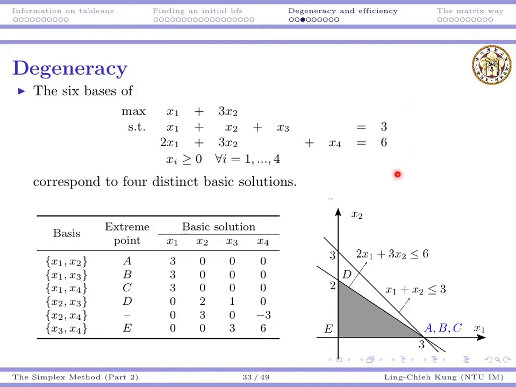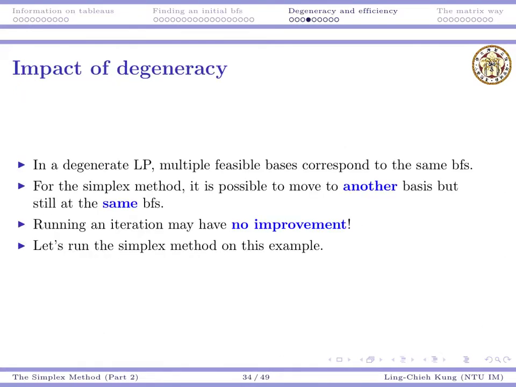This is a degenerate linear program, and now we're going to give you some idea about the impact of degeneracy on efficiency. In a degenerate linear program, multiple feasible bases correspond to the same basic feasible solution. When we run the simplex method, it's possible to move to another basis, but because they correspond to the same solution, we may still be at the same basic feasible solution.